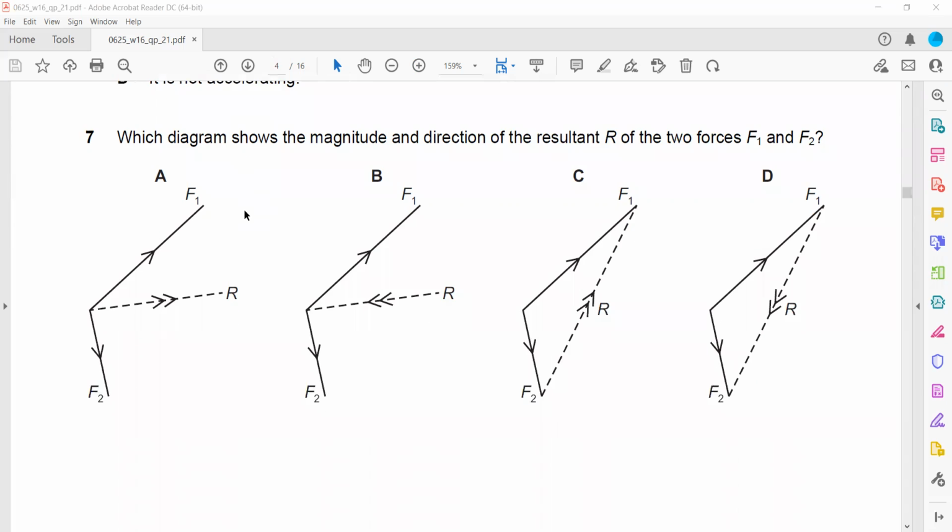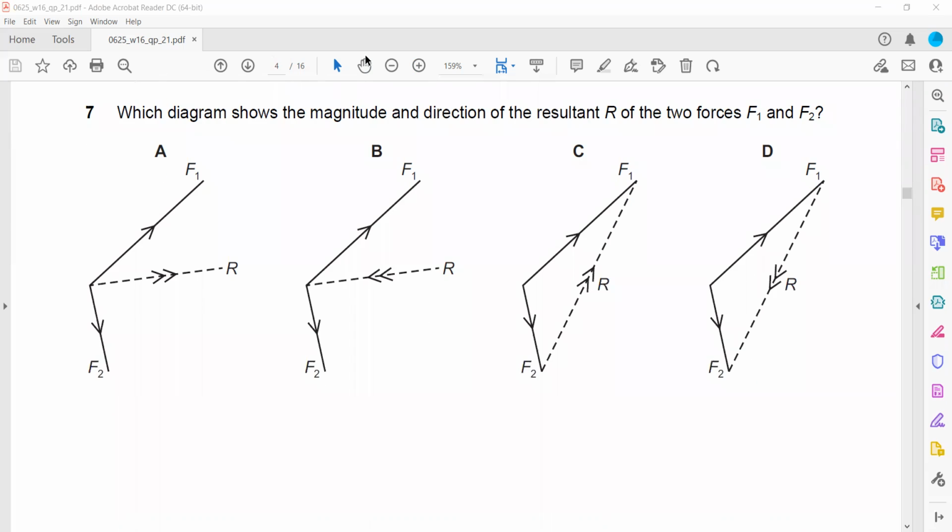Which diagram shows the magnitude and the direction of the resultant of forces F1 and F2? So we can use a parallelogram method. What is a parallelogram method? If we start the two vectors from the same point, then either a triangle or a parallelogram method can be used to find the resultant.